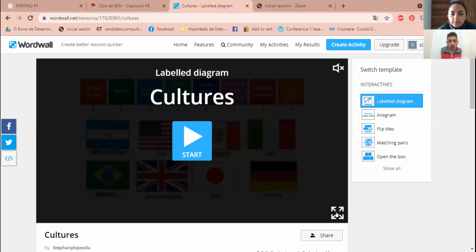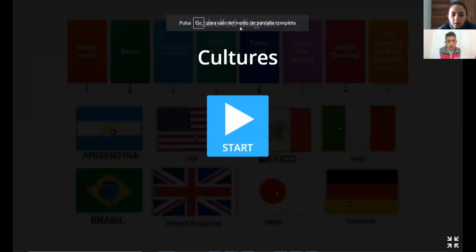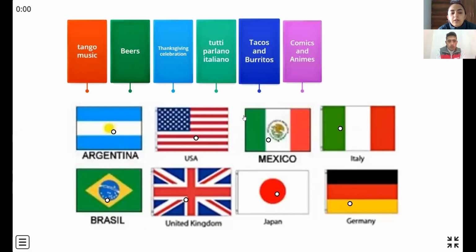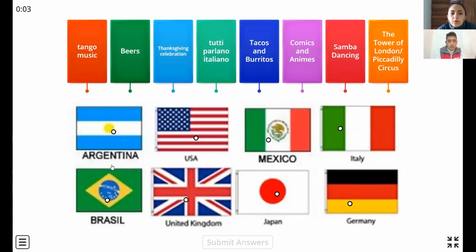In this little game, you're going to help me matching the activities you see in the labels with the flags, okay? Vamos a unir las actividades que tenemos ahí en las etiquetas con las diferentes banderas. Let's see. Okay, guys, can you help me completing the first one? Where should Tango Music go? ¿Dónde debería ir esta etiqueta que dice Tango Music?